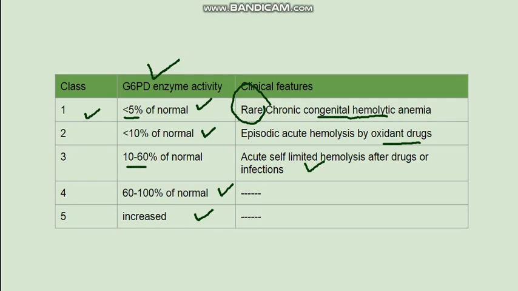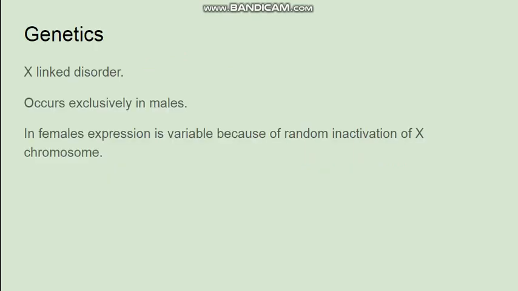Now going to the genetics part. Firstly, we already understood that this is an X-linked disorder. So as you know, mostly X-linked disorders occur exclusively in males, because in females there is lyonization, because there is random inactivation of the X chromosome, and the second one is converted into a Barr body. So in females the expression is very variable.